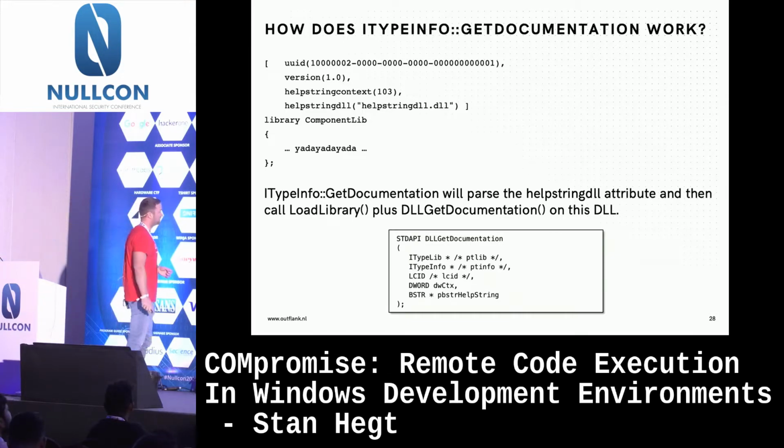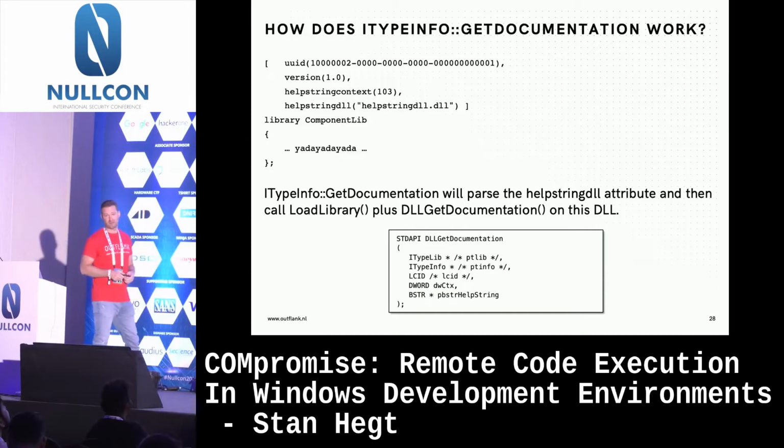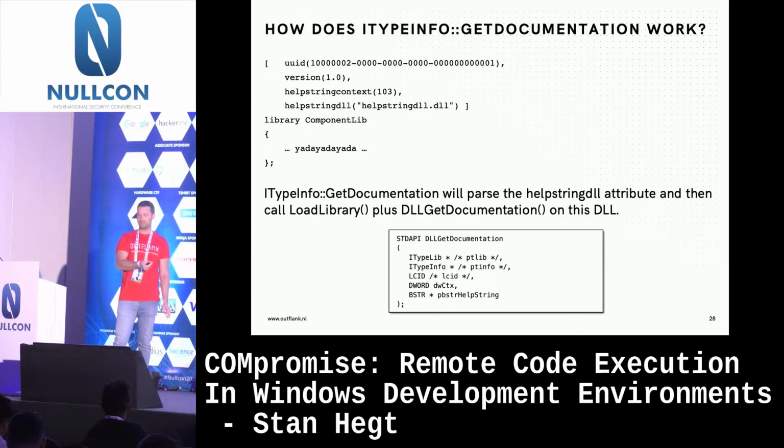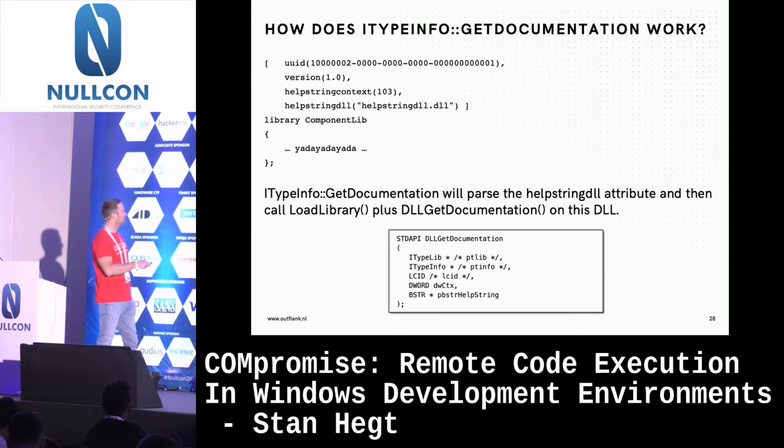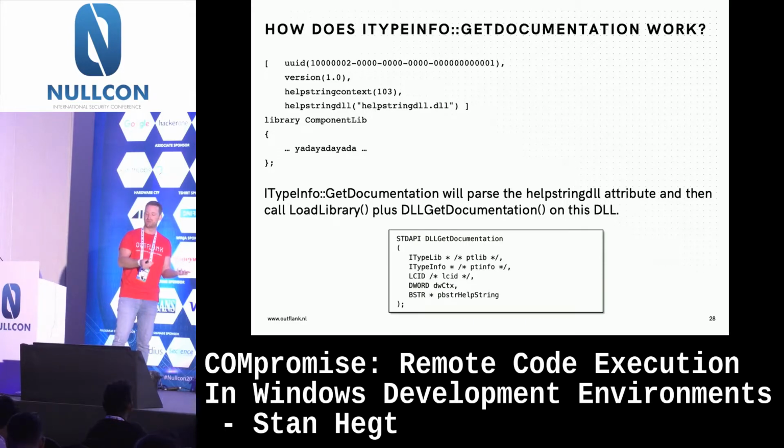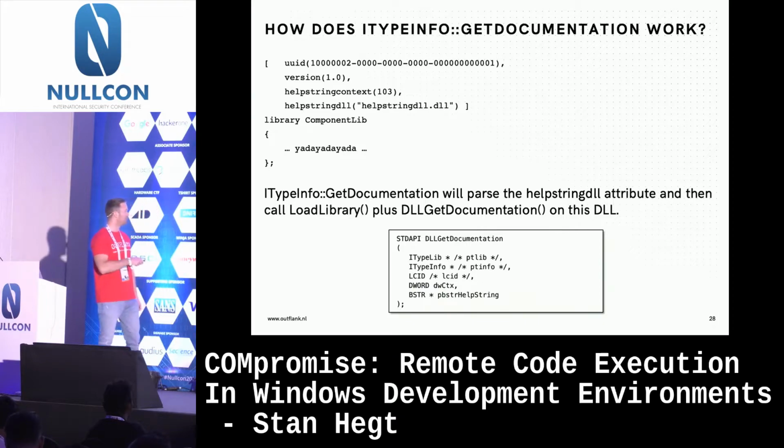So we can just create an interface definition language file like this. We can specify the helpstringdll attribute, pointing to an arbitrary DLL. And then when the function GetDocumentation from the ITypeInfo interface is being called, which is exactly what the properties window does in Visual Studio, it will call LoadLibrary, so it will load it as a regular DLL, and it will call the exported function DLLGetDocumentation out of the DLL, for which this is the signature.